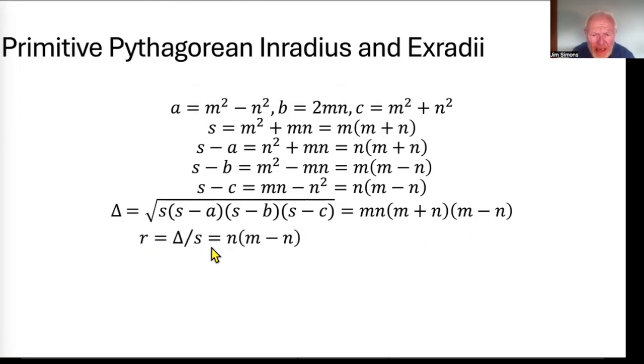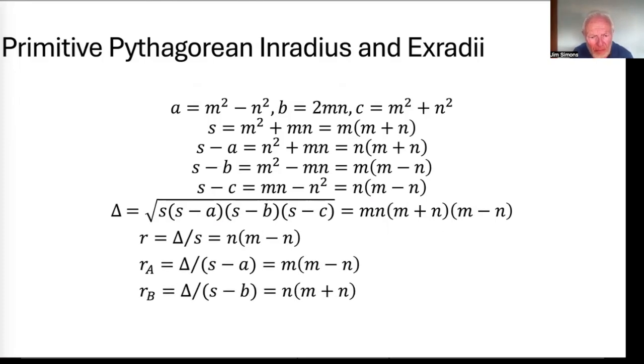Look at R, and a similar sort of thing happens here. If you form that divided by S, again, everything either cancels or appears as an even power. So you get that. So that's an integer. And similarly, the others. Here we are. So they're integers. Great.